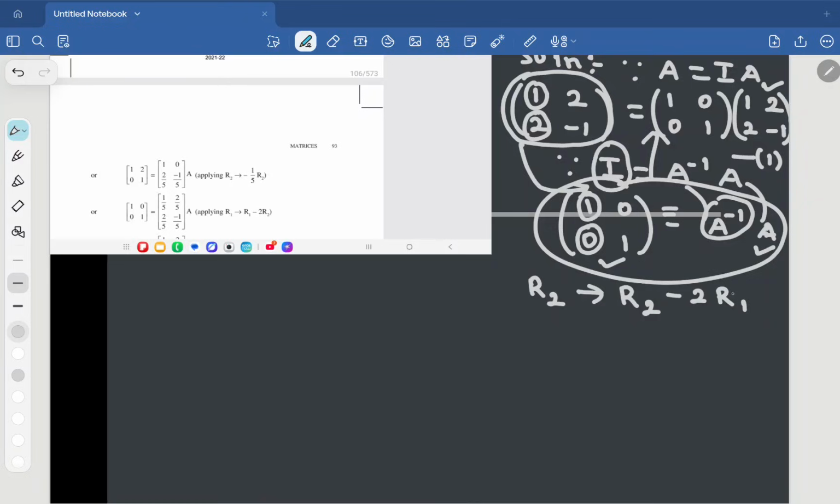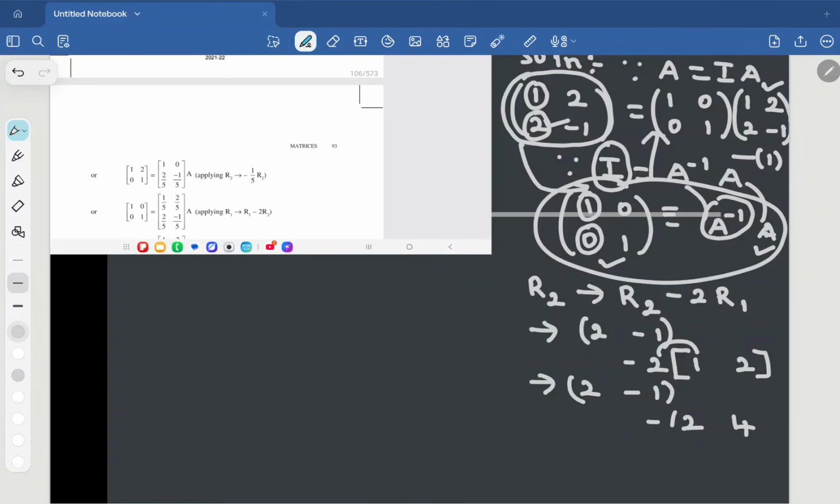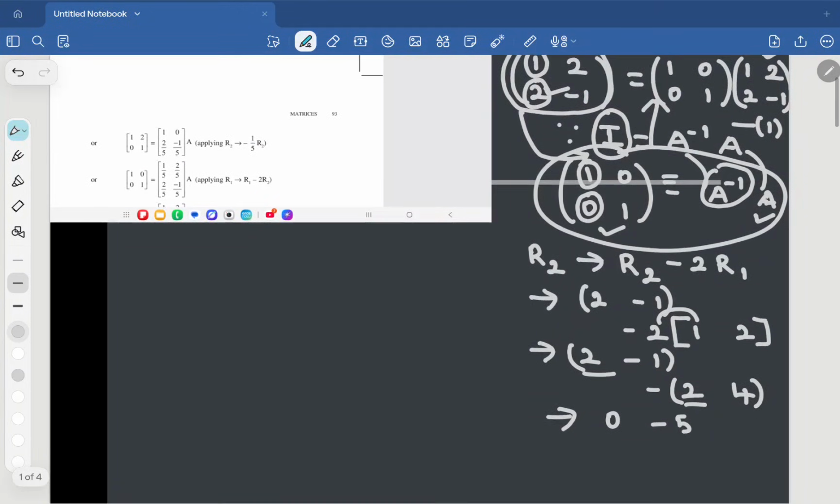Why am I multiplying R1 with 2? Because we have here 2. What is R2? 2, minus 1. Minus 2 times R1, which is 1, 2. So 2, minus 1 with minus 2 times 1, 2: minus 2, minus 4. See here 2 minus 2 is 0. Then minus 1 minus 4 is minus 5. Therefore, LHS first row 1 2, second row 0, minus 5.